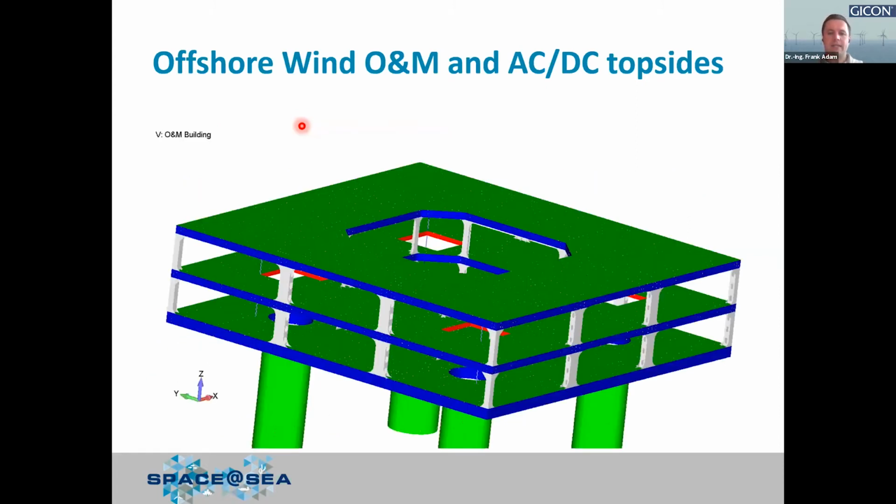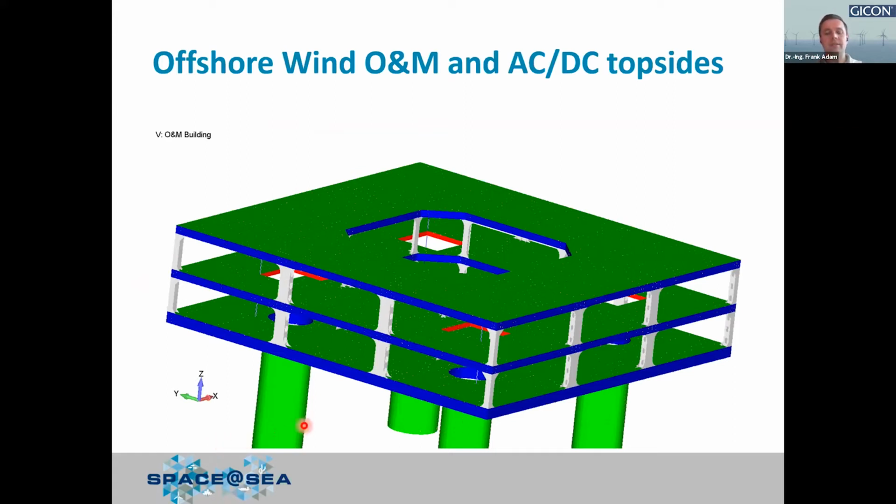Some nice pictures from these FE calculations can be seen here. So you can see again the decks and also the beams we used for the interconnection between the floors. And you see also the interface as columns to the substructure, to the floating substructure.